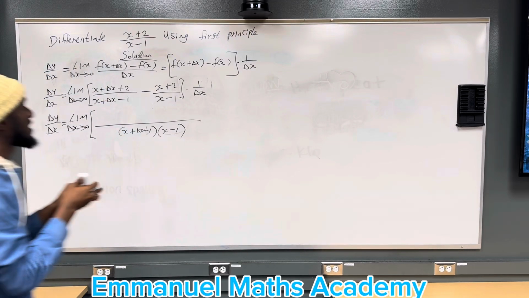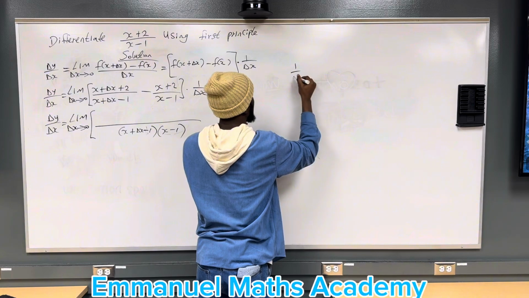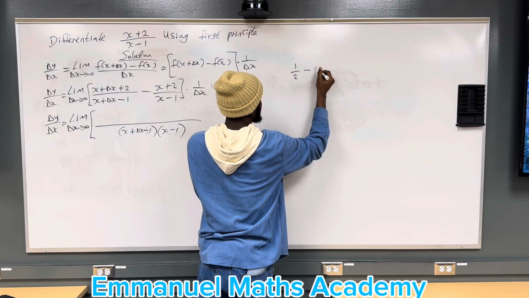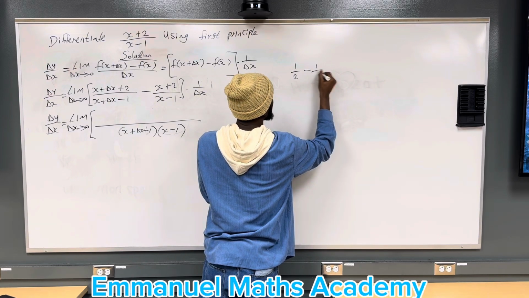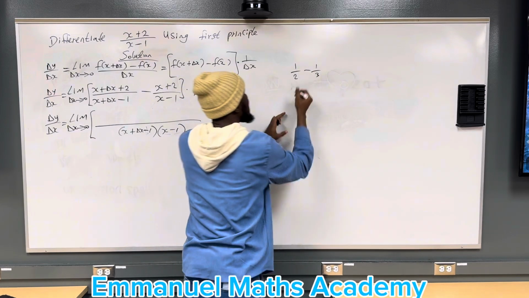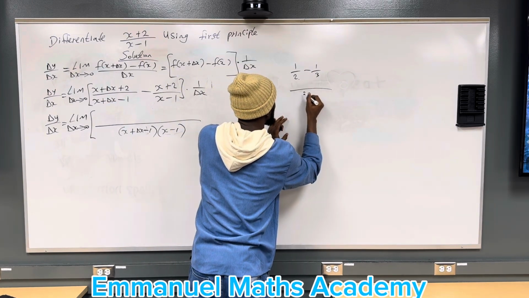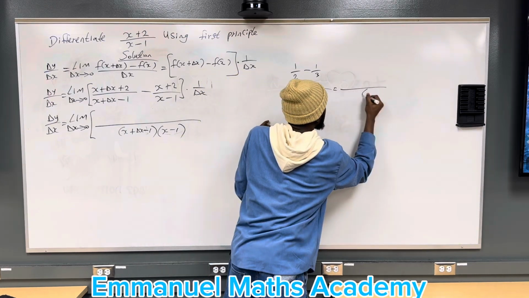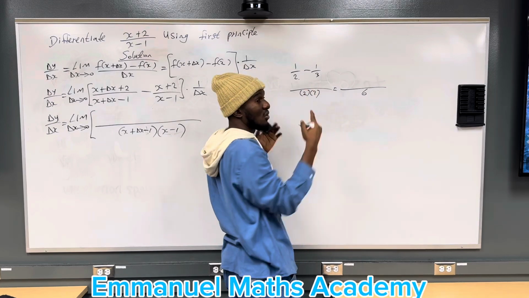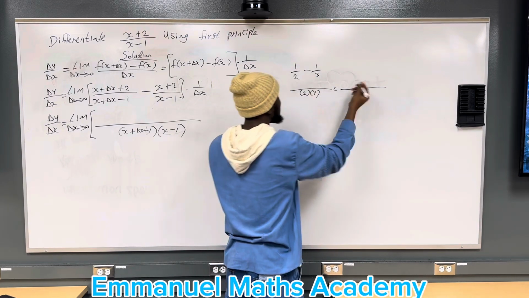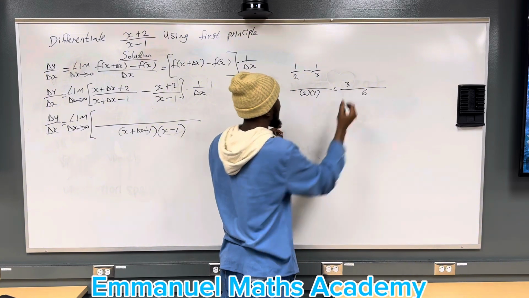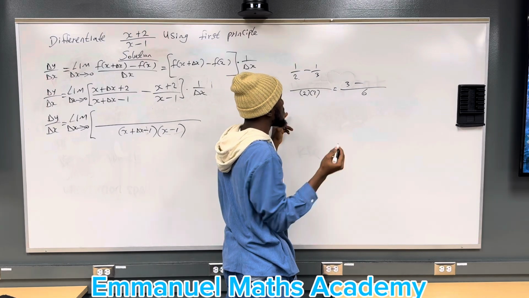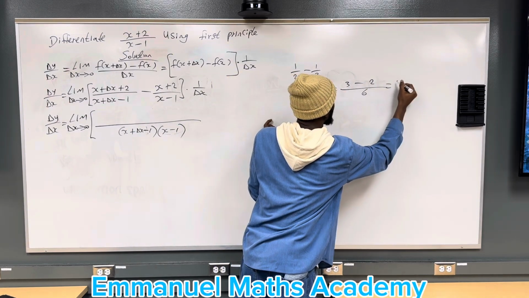Is that clear? It's just like when you have, let's say, 1 over 2, and you want to simplify this fraction minus, let's say, 1 over 3. The LCM of 2 and 3 is 6. So 6 divided by 2 will give you 3, and 3 times 1 will give you 3. You have your minus. 6 divided by 3 will give you 2, and 2 times 1 will give you 2. You now have 1 over 6.